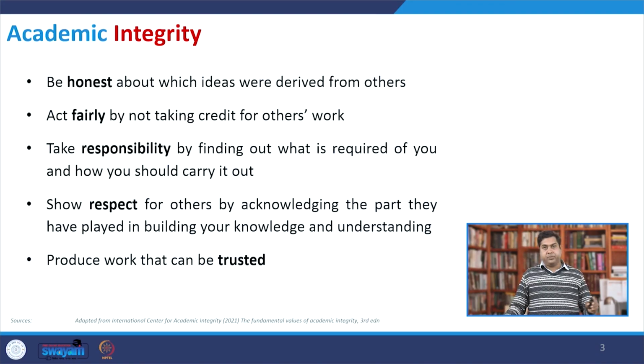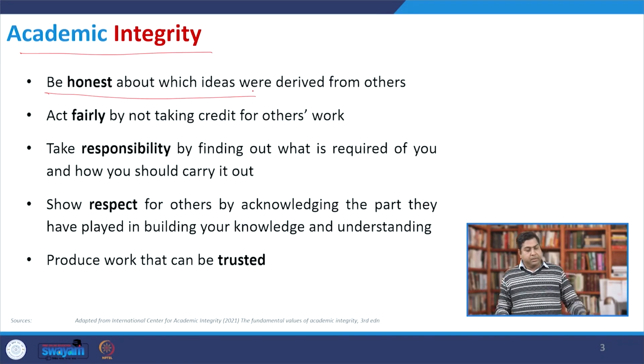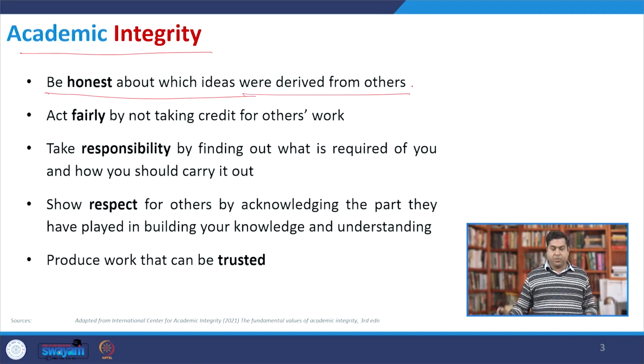Now before we try to understand the need of referencing, let us also understand the concept of academic integrity. This is something which, whenever we join any institution, as a researcher or even as a professional, is some sort of oath that we always take, that we should maintain academic integrity. In this case, we have to be honest as a researcher, and for that you have to be honest about which ideas were derived from others.